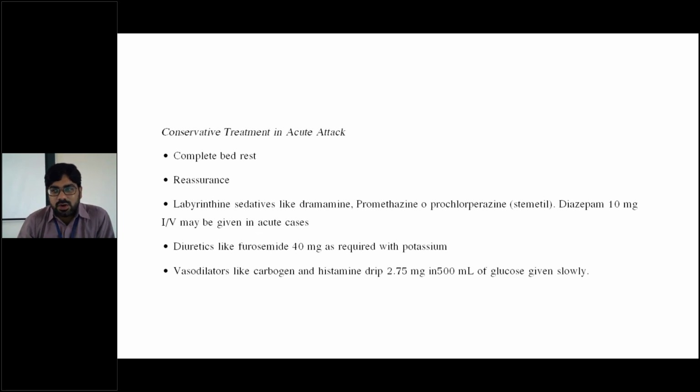Then conservative treatment in the acute attacks. When the patient has come to your OPD with an acute attack, and he is telling you, sir, I'm having this headache, vertigo, I have tinnitus, I have aural fullness, what will you do? You will ask the patient to get admitted immediately. If he agrees, then you have to ask him for complete bed rest. He has to lie down and take complete bed rest. Reassurance as usual, and you can give labyrinthine sedatives like promethazine, prochlorperazine, or cinnarizine. These are some antihistamines.